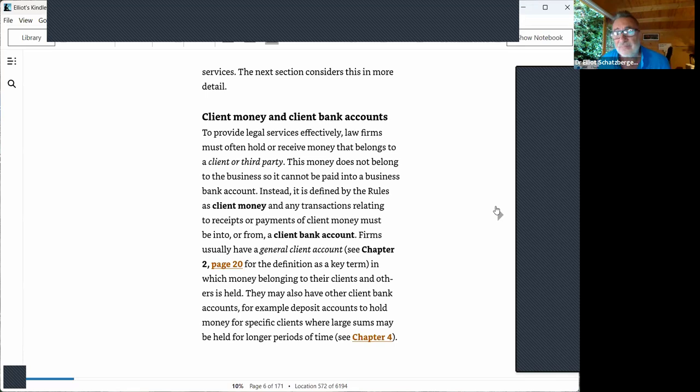But how rare is it for a firm to be only a criminal law firm that only deals with legal aid? Even if you are a criminal law firm, generally there is an area of your firm that deals with private clients, or private corporate clients, or whatever it might be. So essentially, unless you have no private money coming in, then there's got to be a client account.